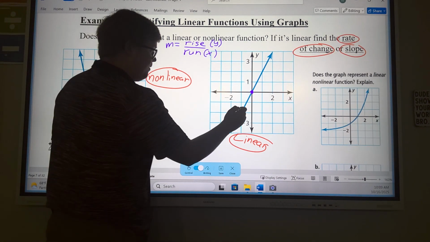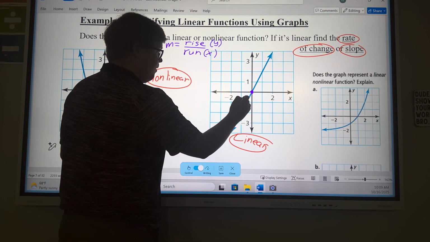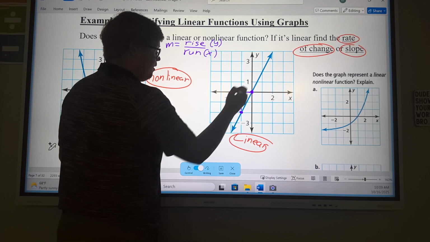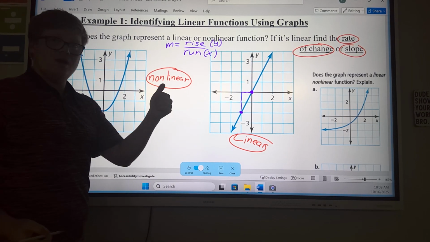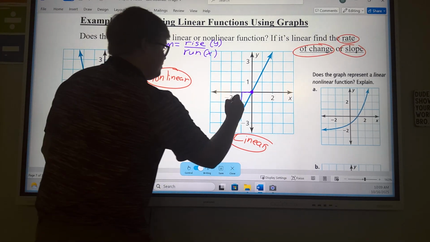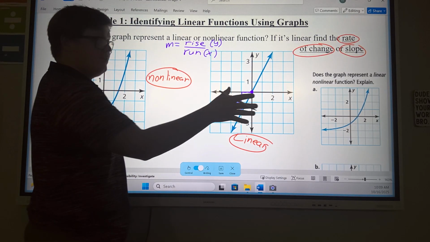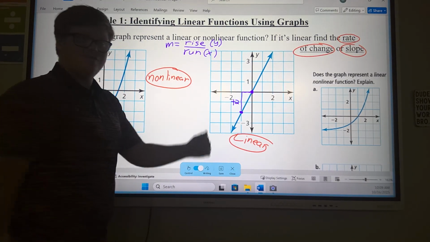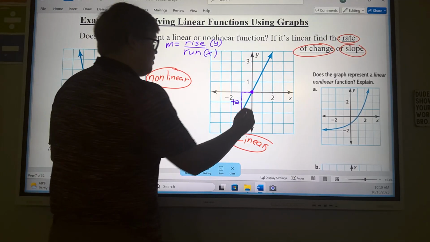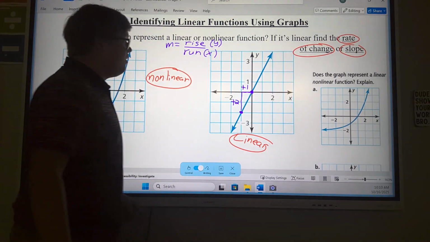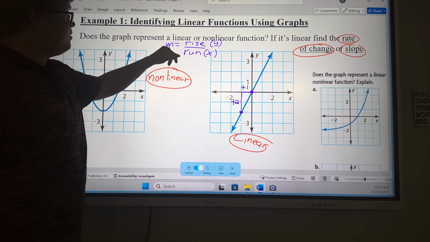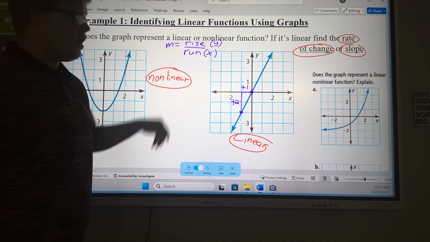Now all we have to do, we go up, 1, 2, and over 1. So if we go up, we know it's positive. So we have a plus 2. If we go right, we know right on the number line is positive, left is negative. So if we go right, this is a plus 1. So now let's put the slope. Slope is rise over run. So let's make it that way.